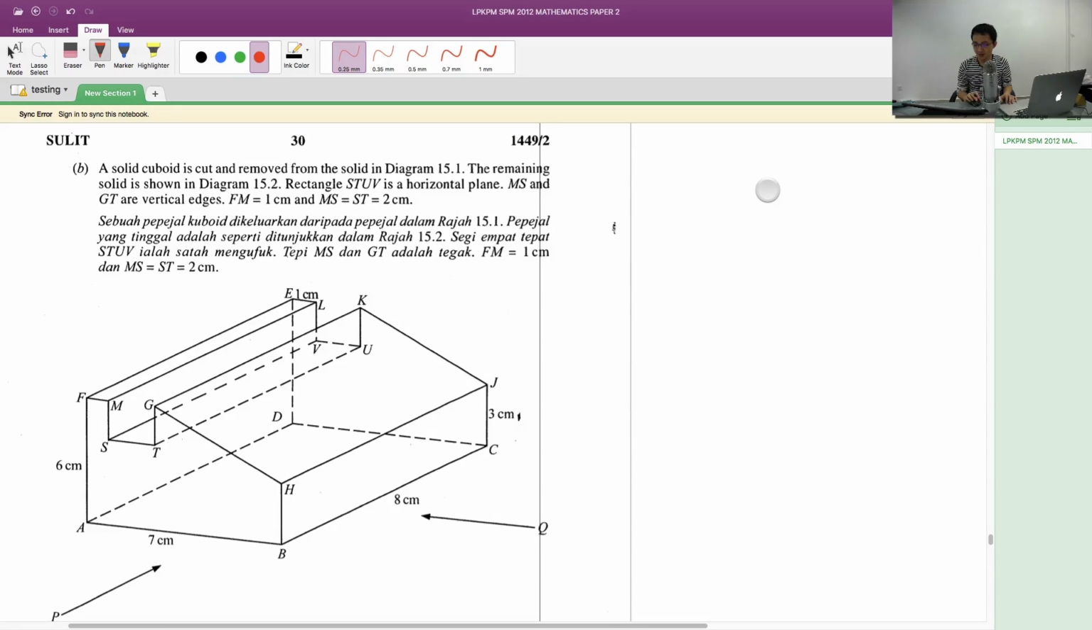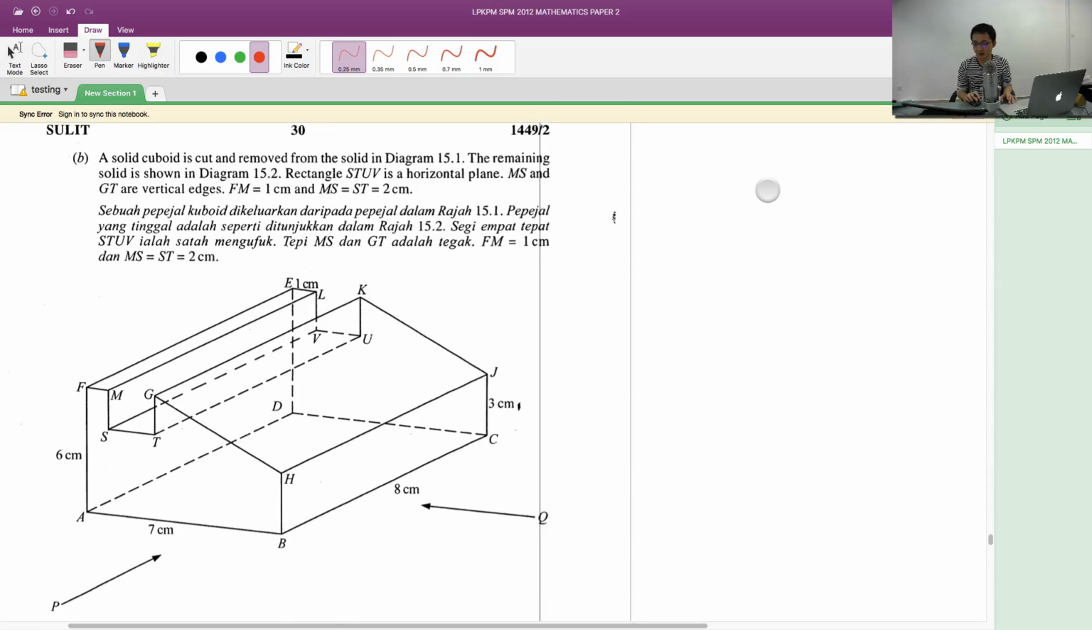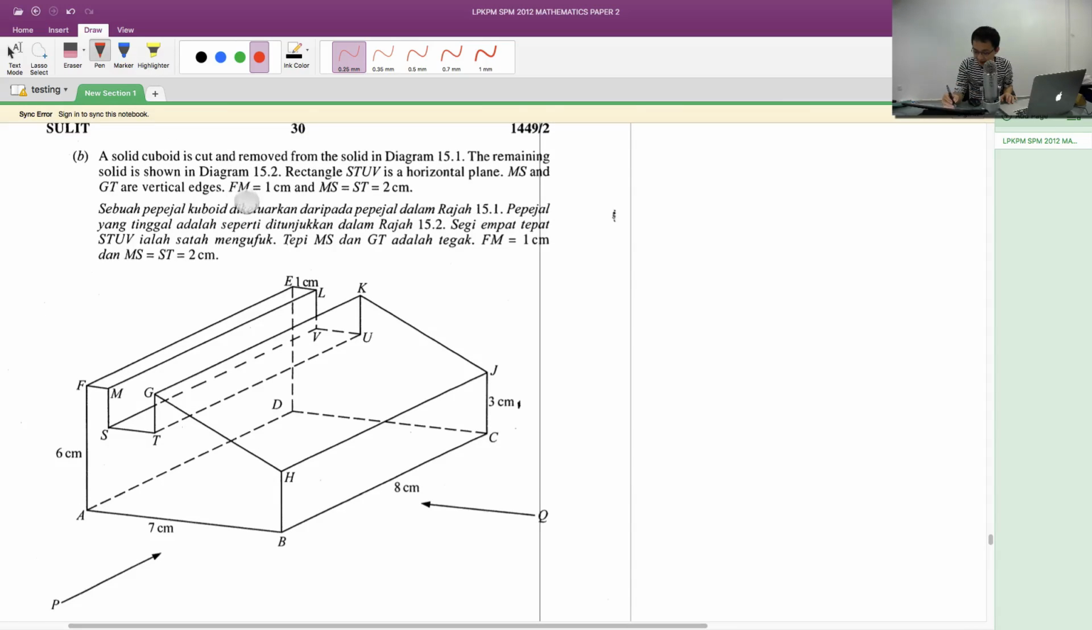Then a cuboid is removed. So basically something is removed here, and the remaining is shown here. FM equals 1. Where is F to M? So here is 1 centimeter, it's stated here. And MS and ST are 2. So here is 2, 2.